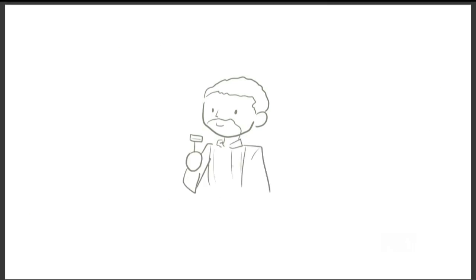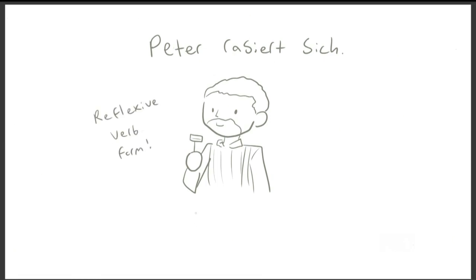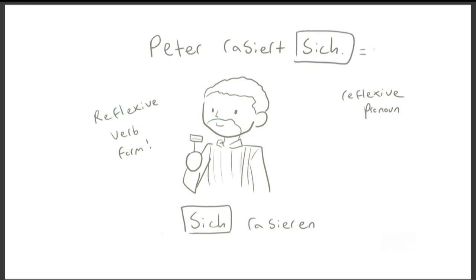Peter rasiert sich. This sentence gives us an example of a reflexive verb form. Sich rasieren, to shave oneself. It makes use of a reflexive pronoun. In the sentence, sich means himself. The pronoun is called reflexive because it reflects back to the subject.